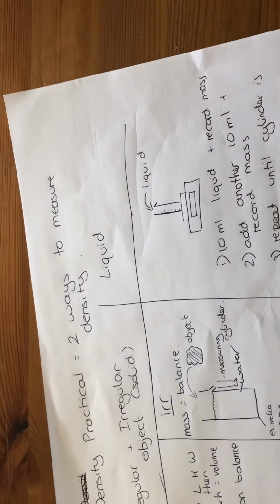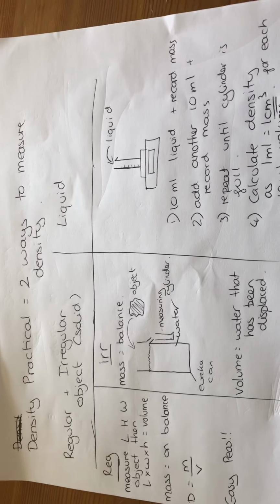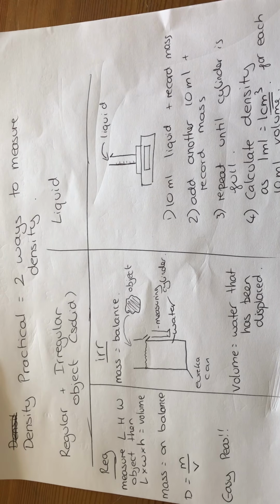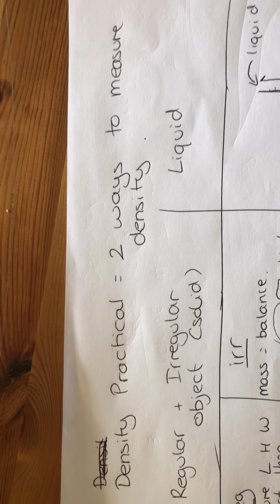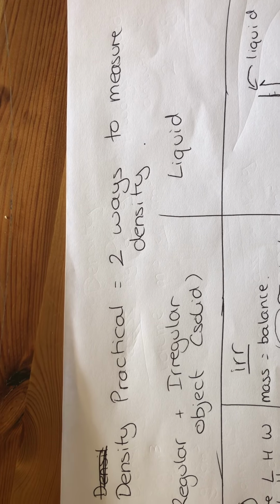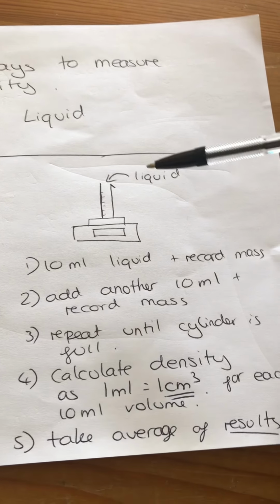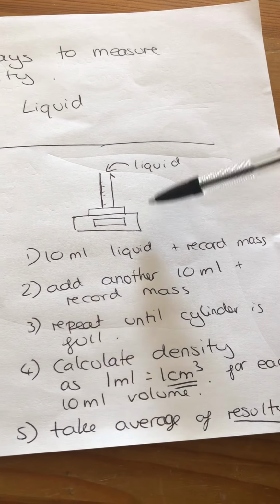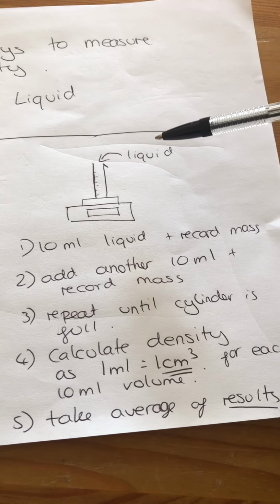Now, the last thing we need to look at is how you would work out density in a practical way. Okay, so if you look up here, our density practical, there's two ways to measure density. You've got regular and irregular shaped objects, which are solids and liquids. Okay, so we'll look at liquids first. All right, so liquids, what you would do is you'd set up a practical like this. So this is your electronic balance, and you've got your measuring cylinder, and you've got a liquid that you want to work out the density of.